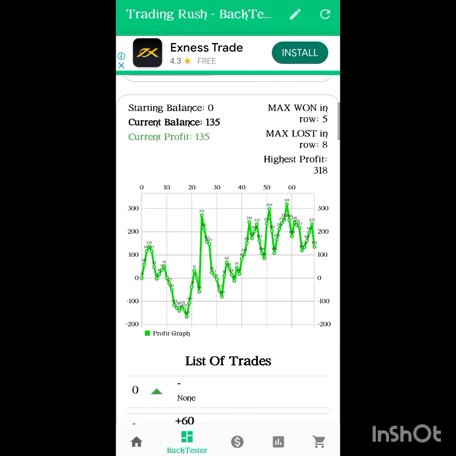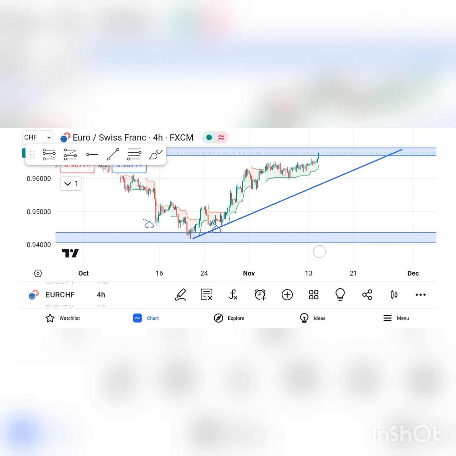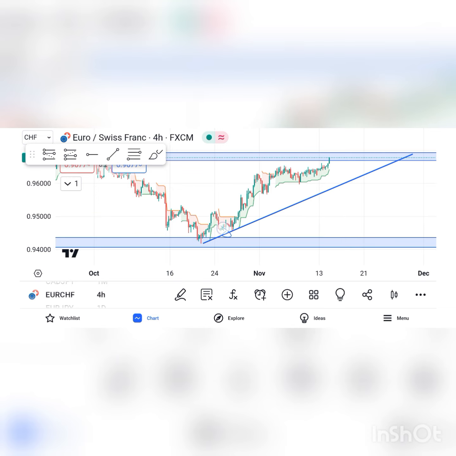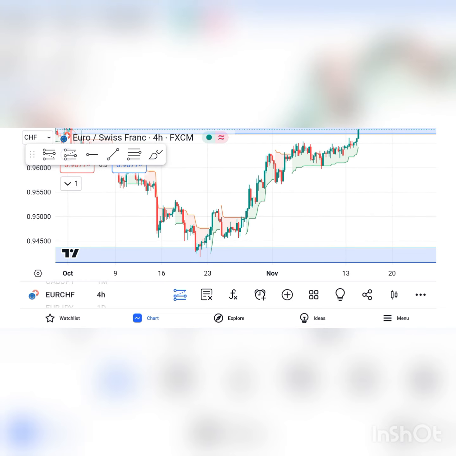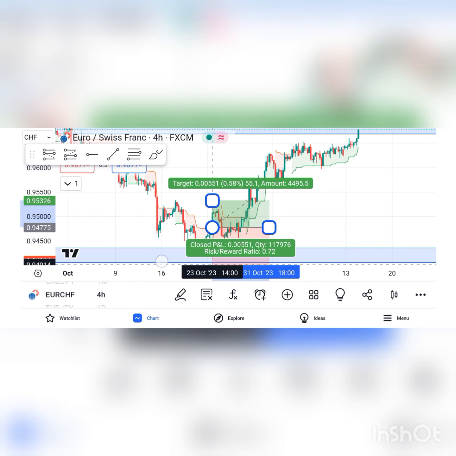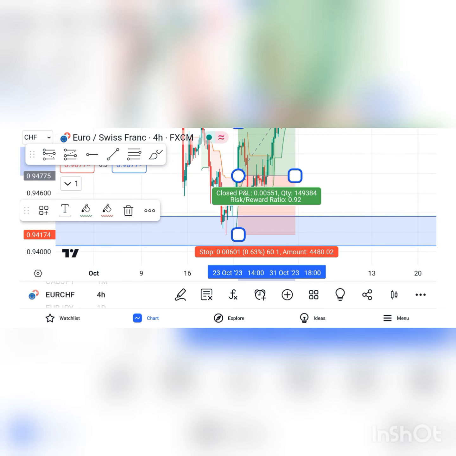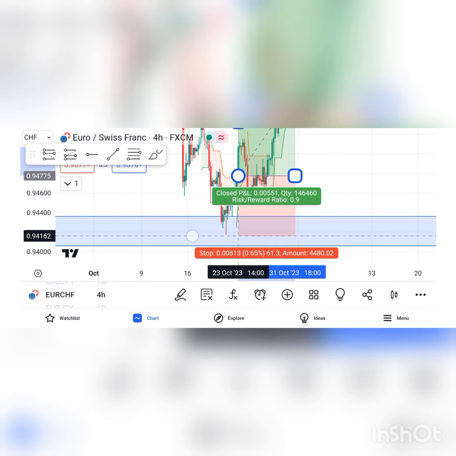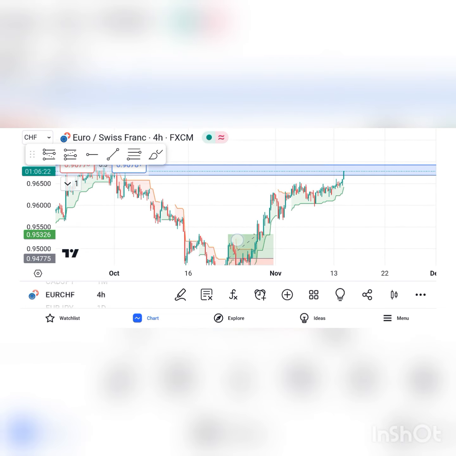Now let's say, for instance, you happen to be taking a trade on Euro CHF. Now this is your entry. Okay, let's get rid of all of this. You put your entry right here. Stop loss just below the previous low, right there, and your take profit is here.